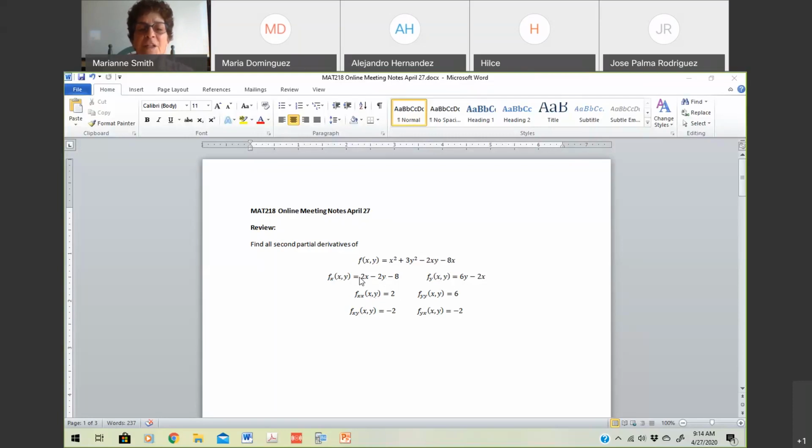If I differentiate this partial derivative with respect to x with respect to y the second time, see the notation, first derivative with respect to x, second one with respect to y. I look at this first derivative, and the only term that's going to give me anything is the one with the y in it. So it gives me negative 2. Okay. Any problem with the second partials?